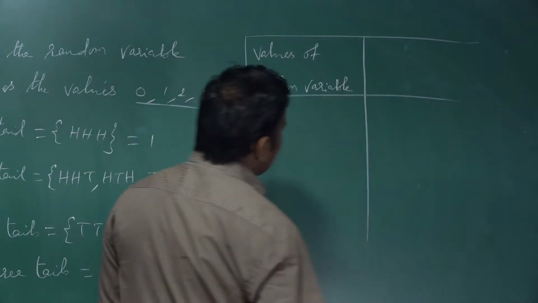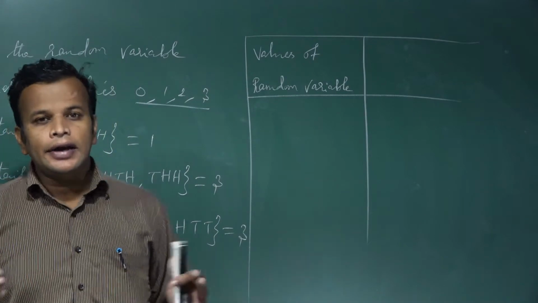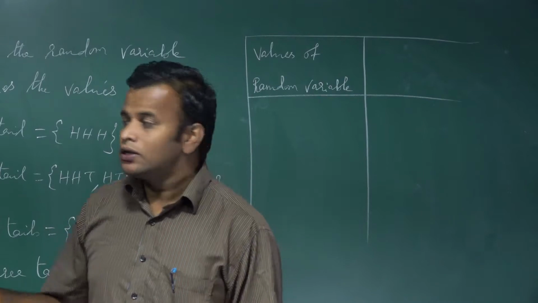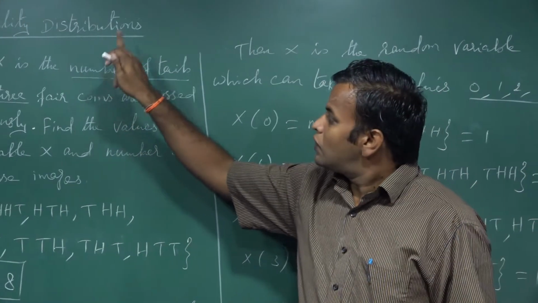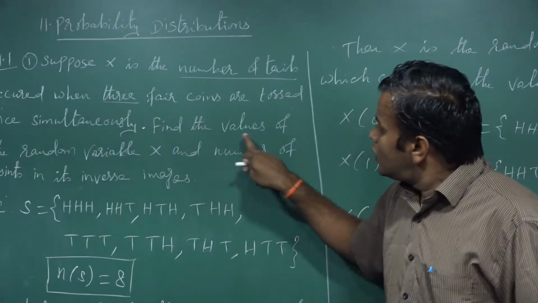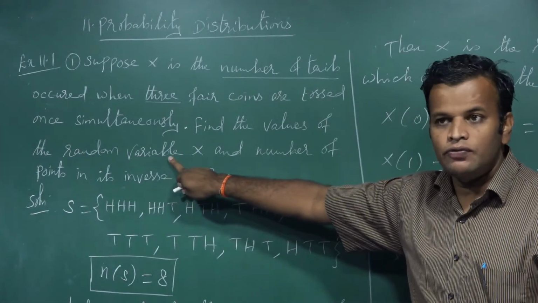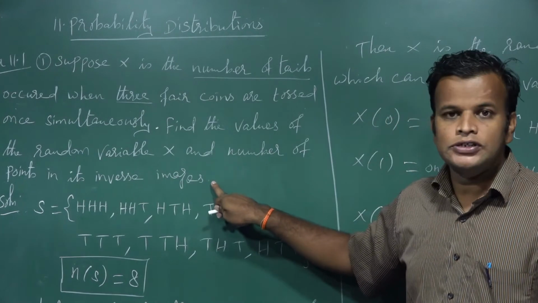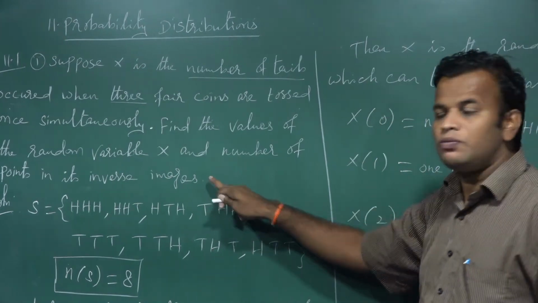First, we write the values of the random variable. And next, we write the number of points in its inverse image. You see the question, there will be 2 questions like that. First, we find the values of the random variable. Okay, we already found that. And next, the number of points in its inverse image.